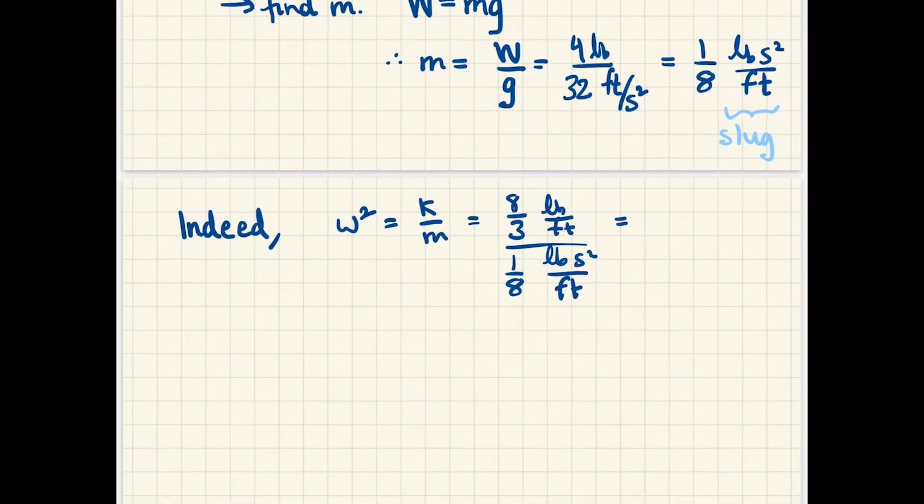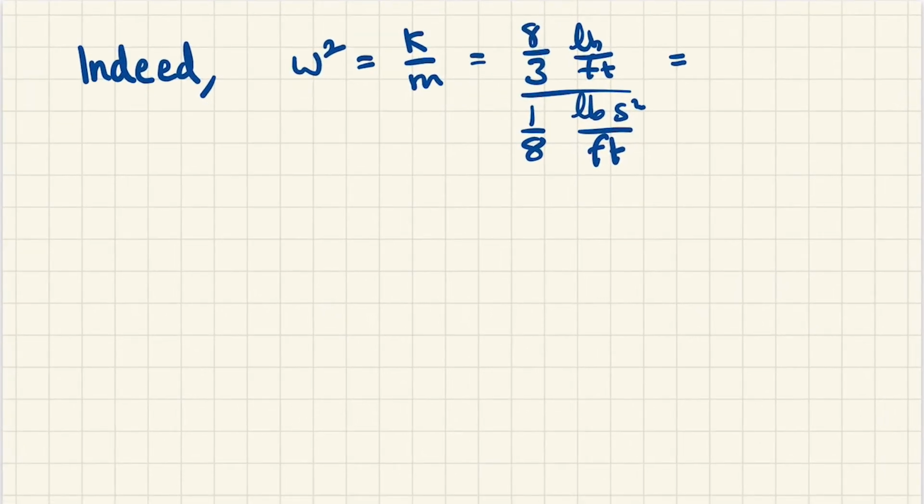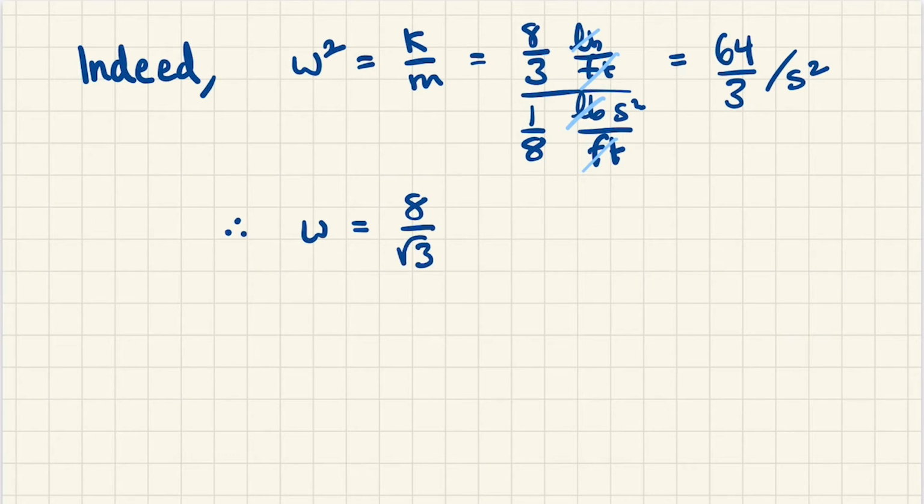So what are we going to get here? So here we're going to get 64 over 3. And let's see what cancels unit-wise. The pounds cancel, the per feet cancel with per feet. And so our omega squared is 64/3 per second squared, right? So, okay, then omega is the square root of that, 8 over rad 3 per second.